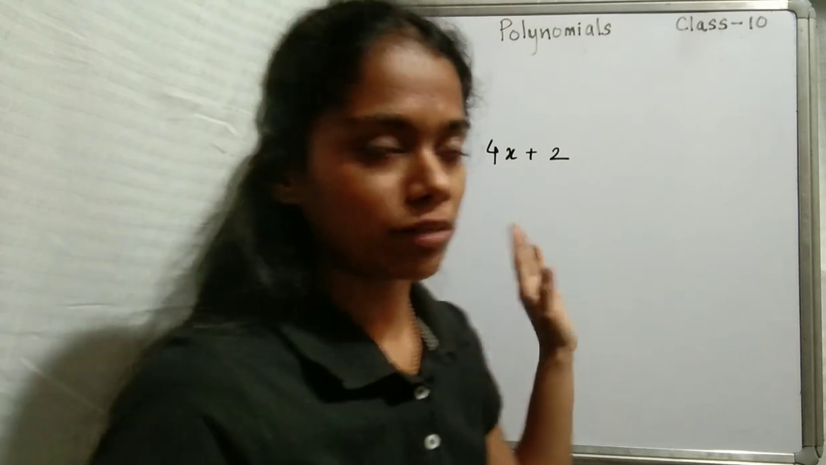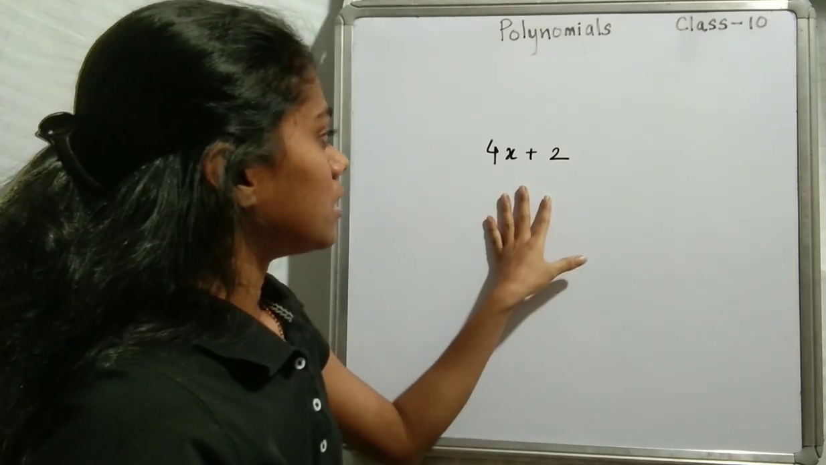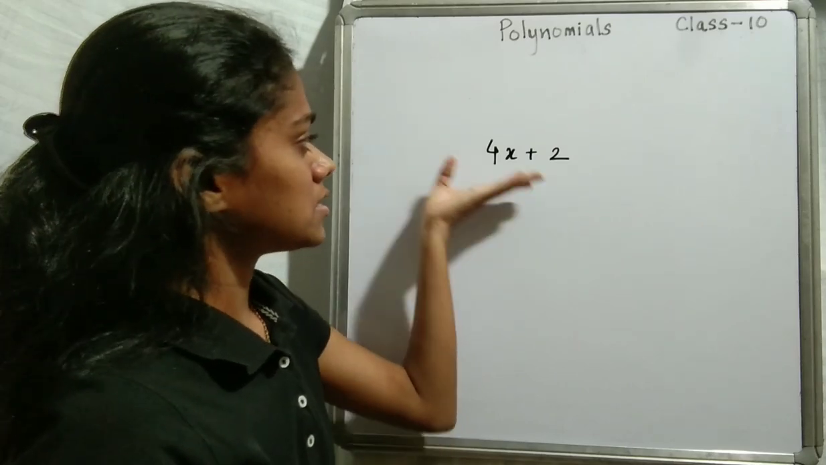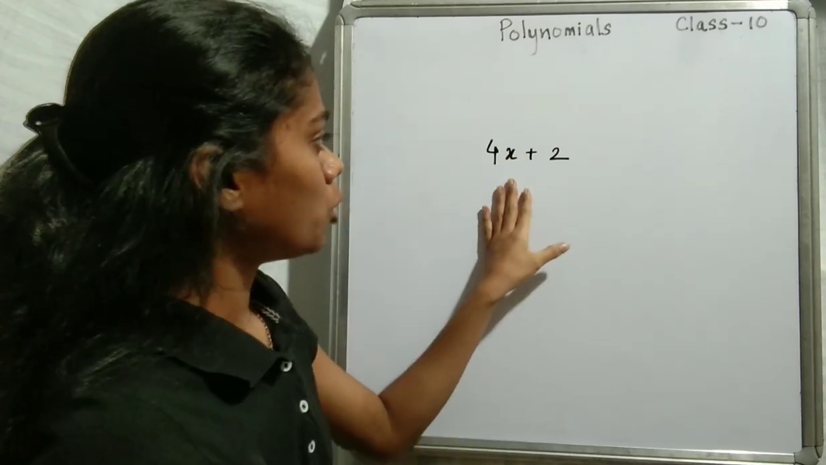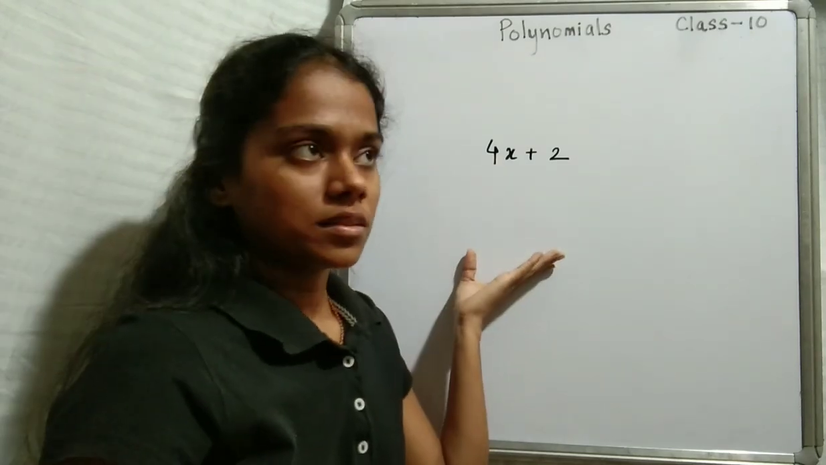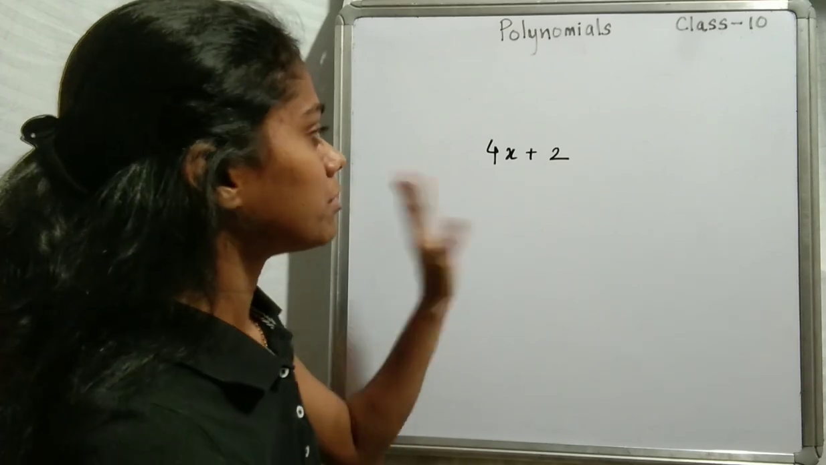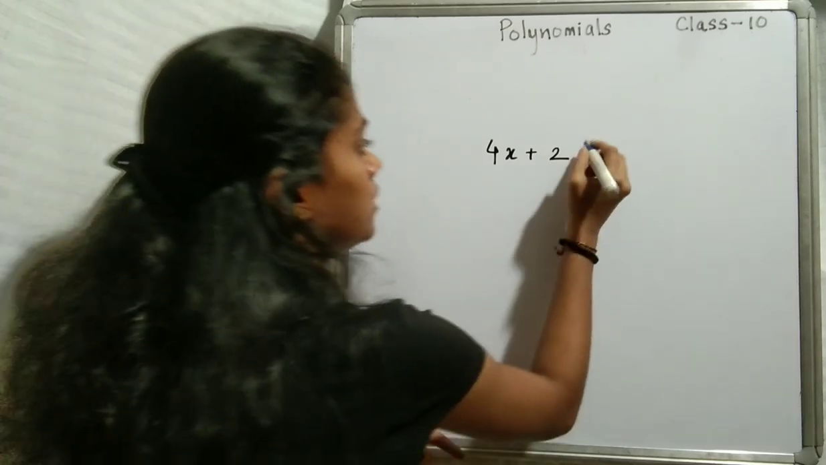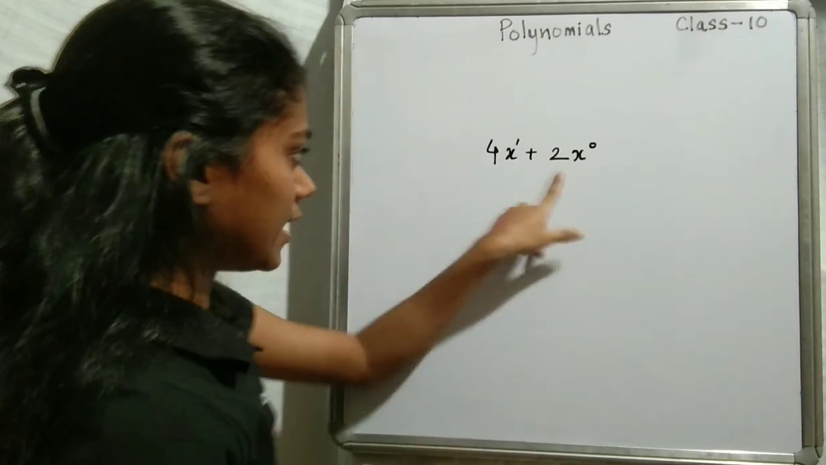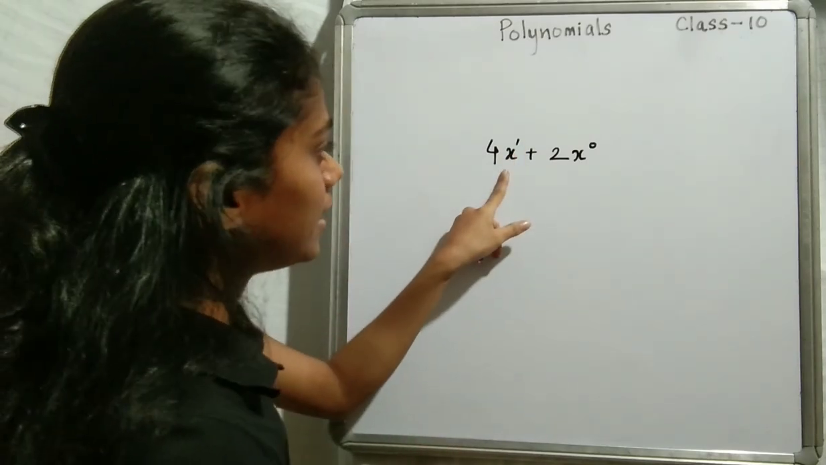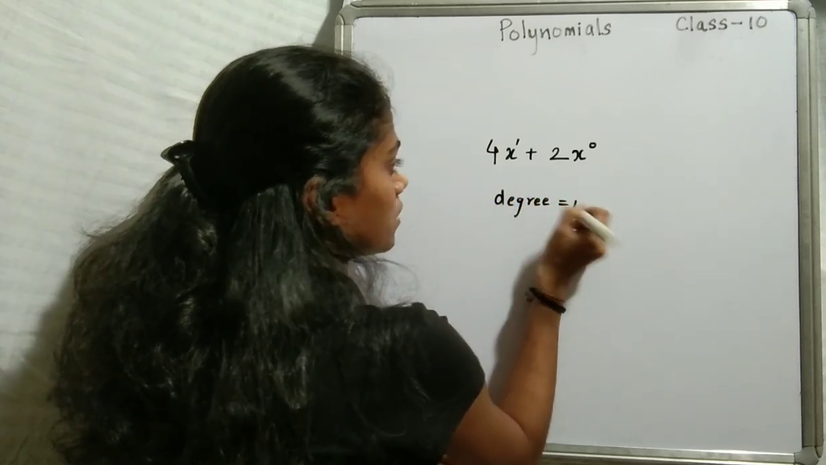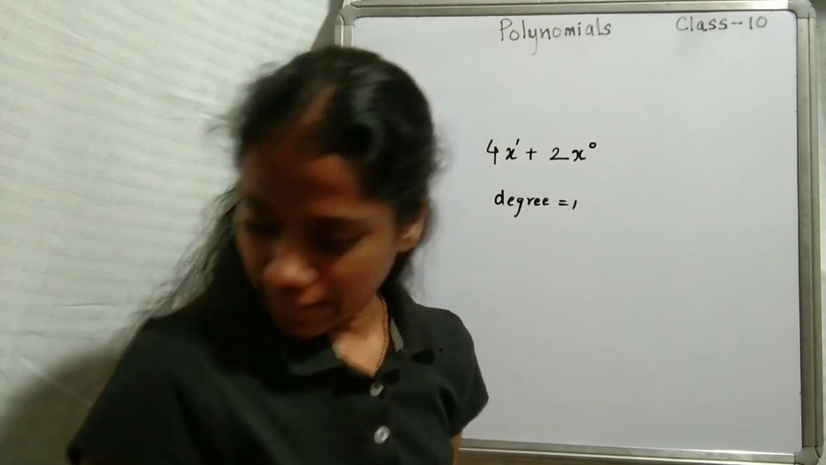So this is an example of a polynomial because it contains coefficients, constants and variables, right? So this is a polynomial in terms of x. Now the degree of this polynomial is 1 because the highest power of the variable is 1, right? So the variable here is x and the highest power is 1, right? So therefore the degree of this polynomial is 1, right?